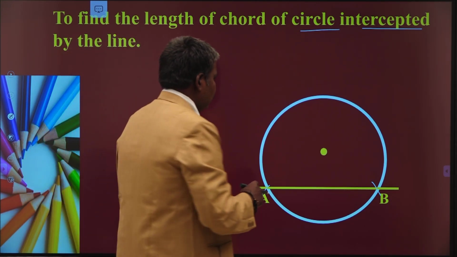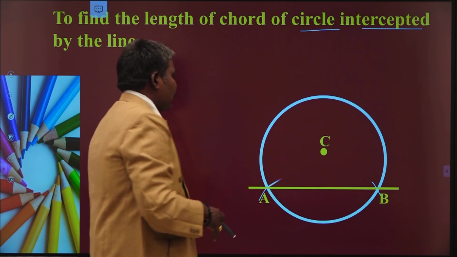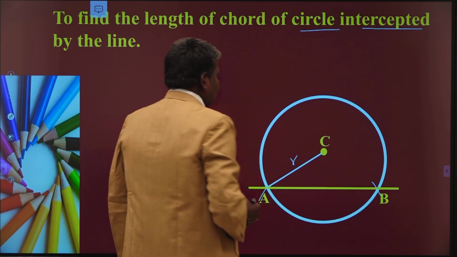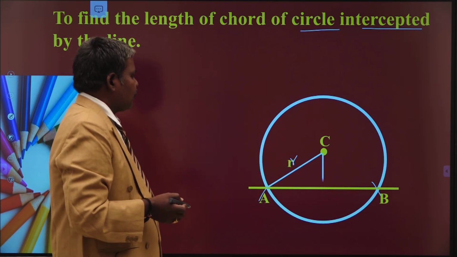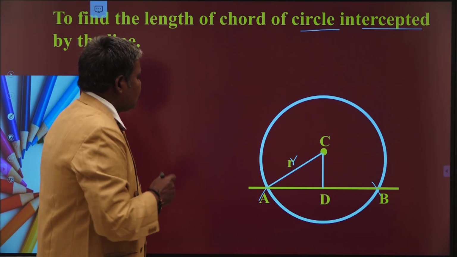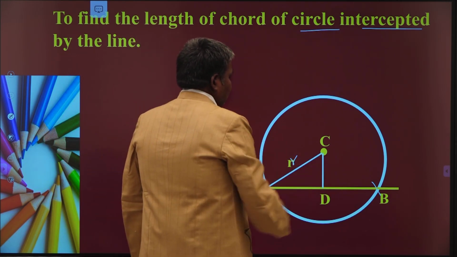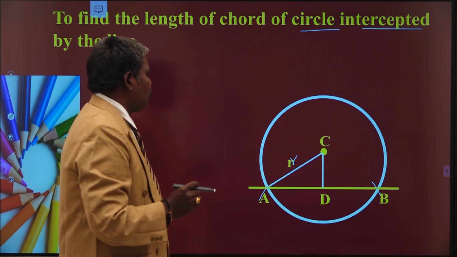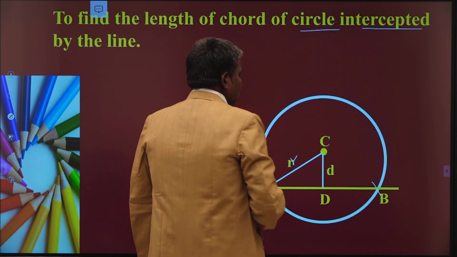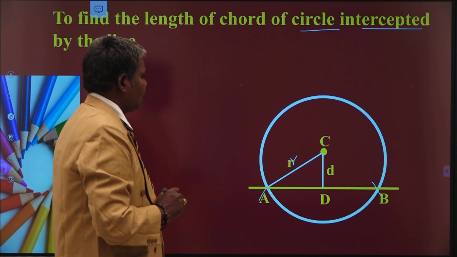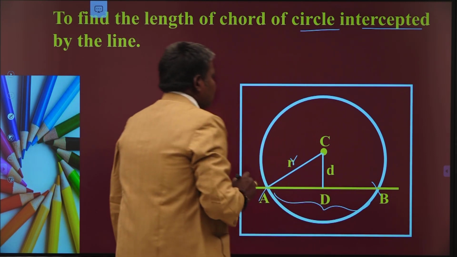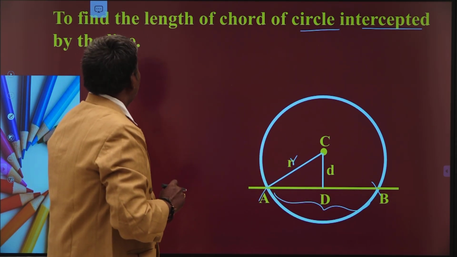This is the center of the circle, C. You can draw a perpendicular from C to that line. This is the radius R of this circle. This is the perpendicular from C to the line. This is D, where it intersects on AB. We have to find out the length of AB. The perpendicular distance from C to the line is say D, as shown in this figure. This is the diagram related to this concept.